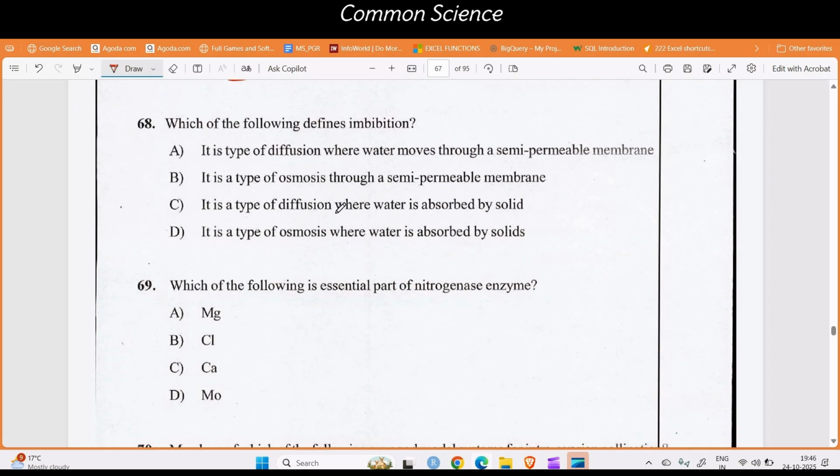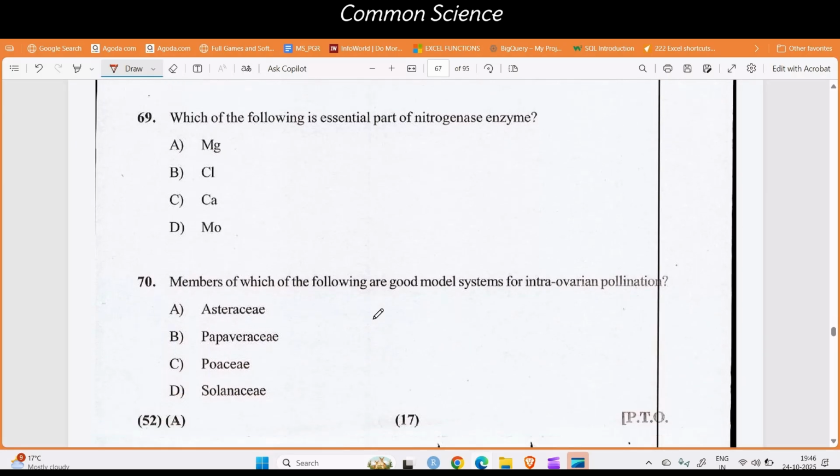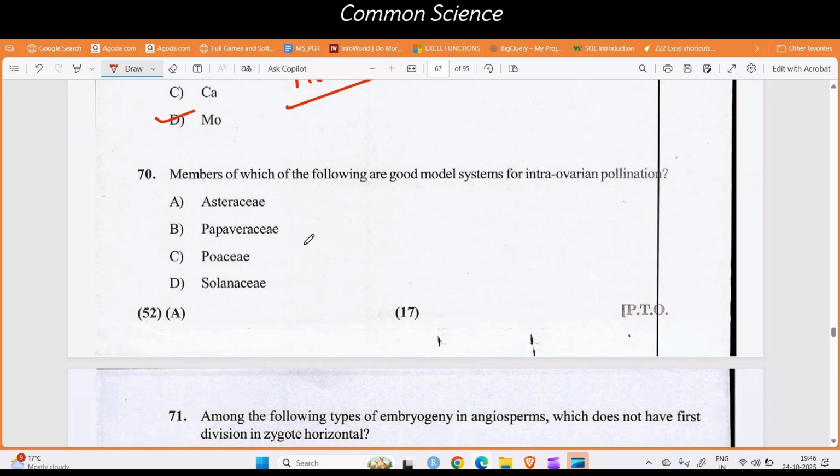Which of the following defines imbibition? Imbibition is the physical phenomenon where water is absorbed by solids. Okay, option C. It is the type of diffusion where water is absorbed. It's actually absorbed. Okay, it moves through a semi-permeable membrane. No, this is the most appropriate, but it's absorbed by the solid. Okay. Which of the following is an essential part of nitrogenase? It's molybdenum. You have the Mo-Fe protein in the nitrogenase. Which of the following are good model systems for intra-ovarian pollination? Asteraceae, Papaveraceae is the correct answer.